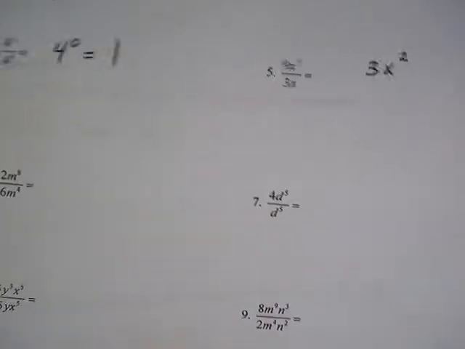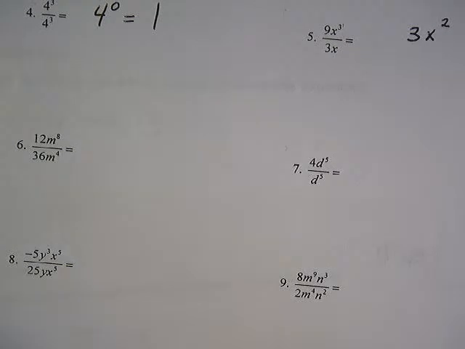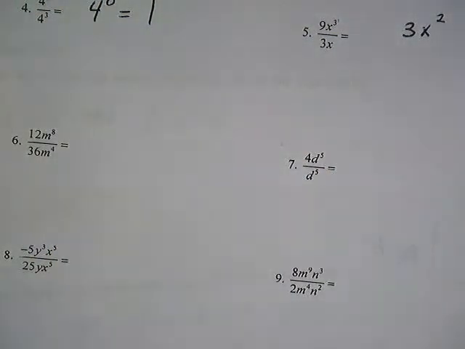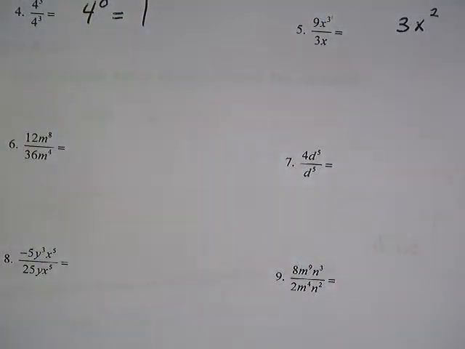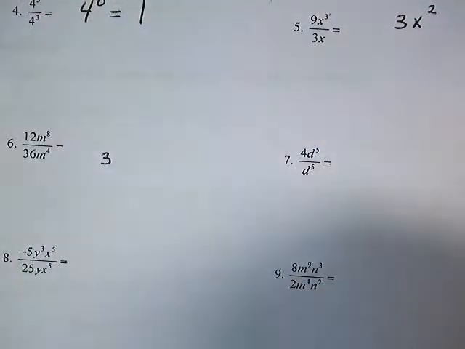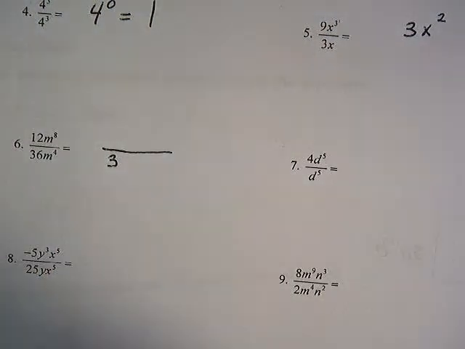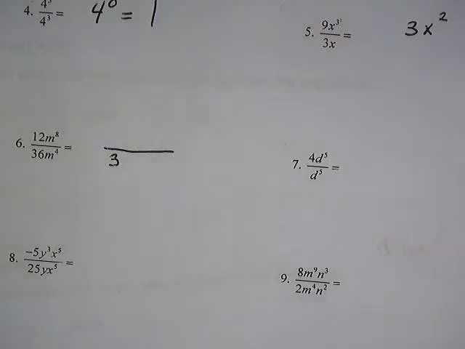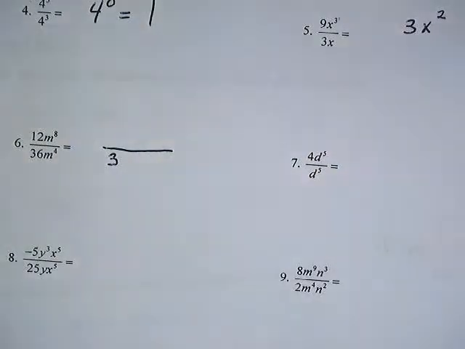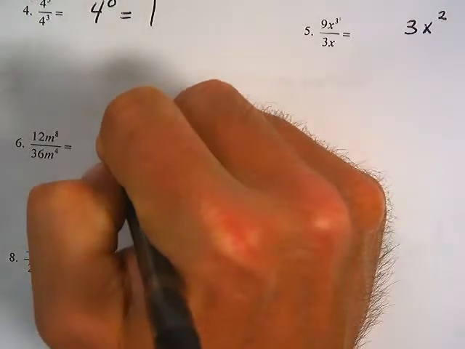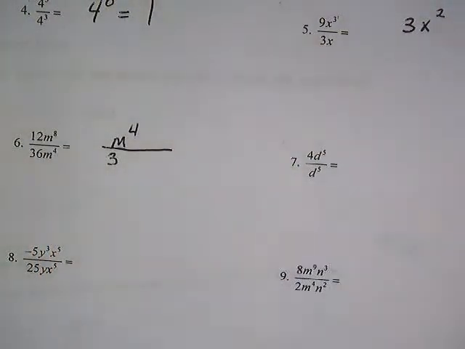Okay, now, look at 6. Now, where is it larger? I'm just talking about the coefficient, on top or on bottom? It's on bottom. What is 36 divided by 12? 3. But that's going to be a 3 on the bottom. Now, where is the m larger? On top or bottom? On top. Subtract the exponents. What do you have on top? M to the 4th. Very good. So we have m to the 4th over 3, or I could have put 1/3 m to the 4th. Okay? We good there?